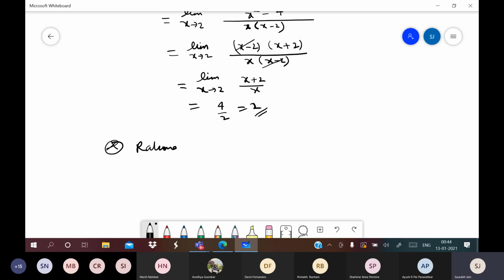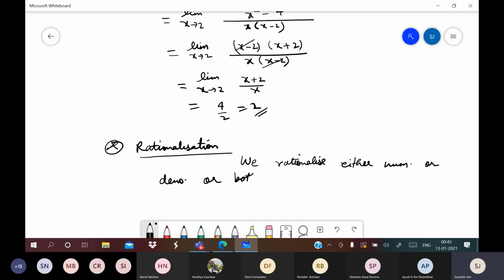rationalization. See, in rationalization, what happens? We rationalize either numerator or denominator or both. Okay. Rationalization, everybody knows, we multiply by conjugate, right? So we rationalize either numerator or denominator or both, and then cancel common terms to evaluate the limit.